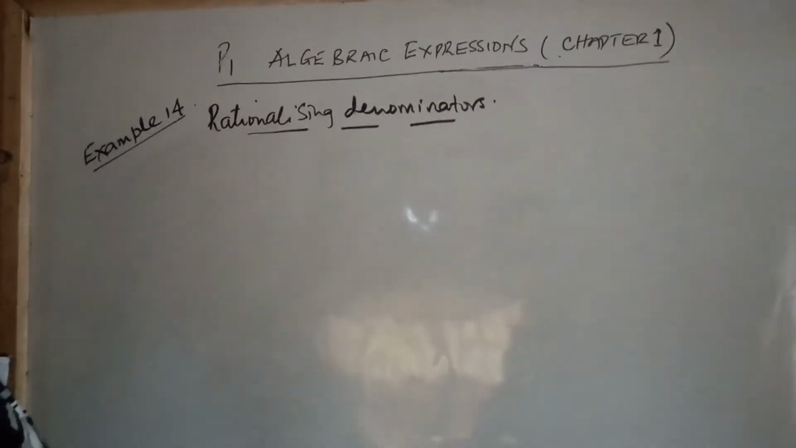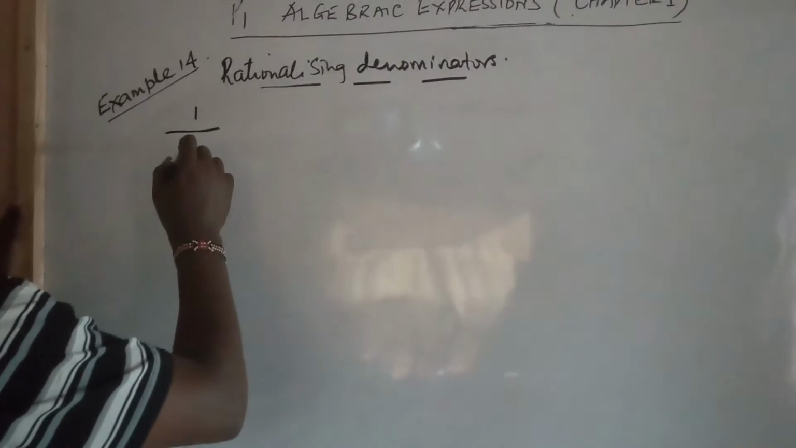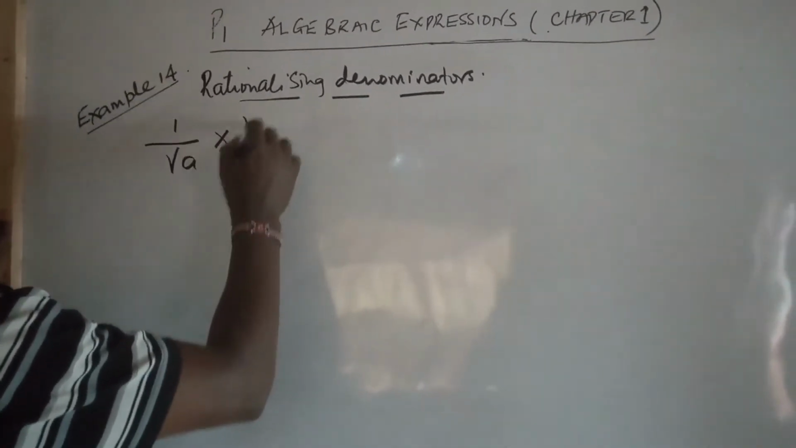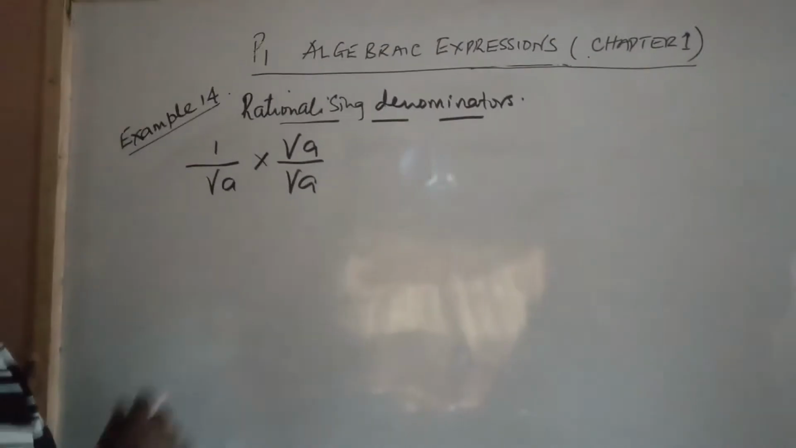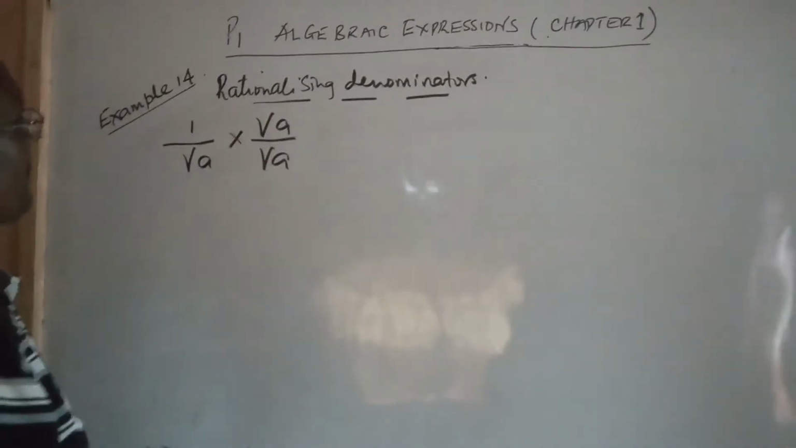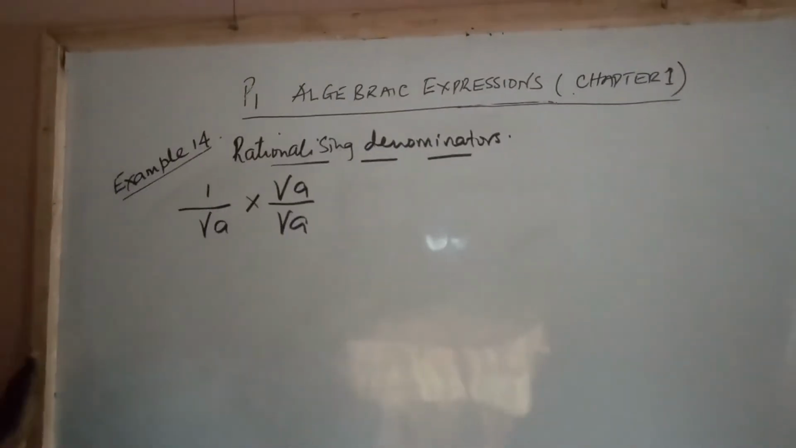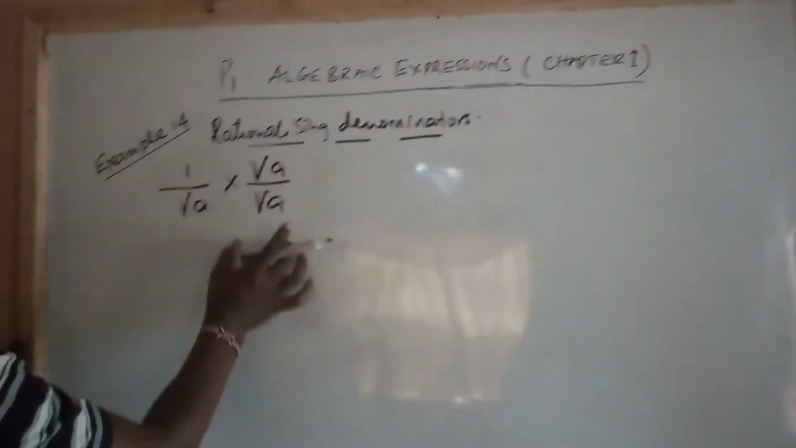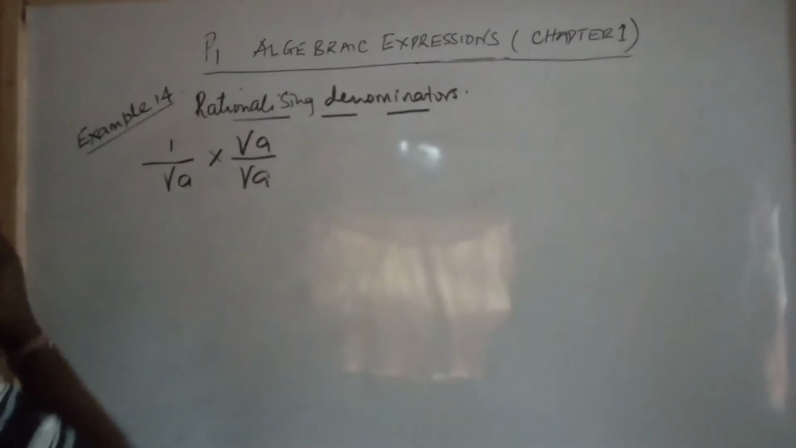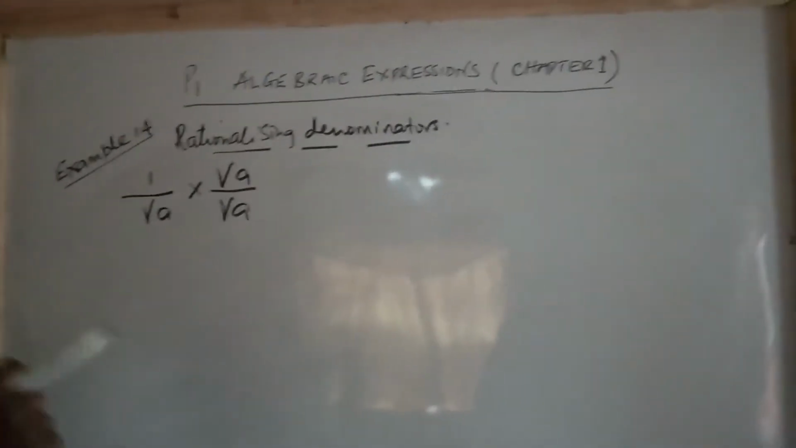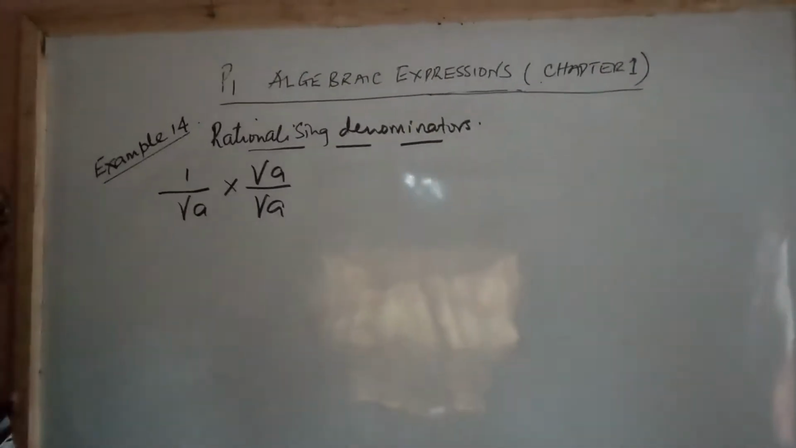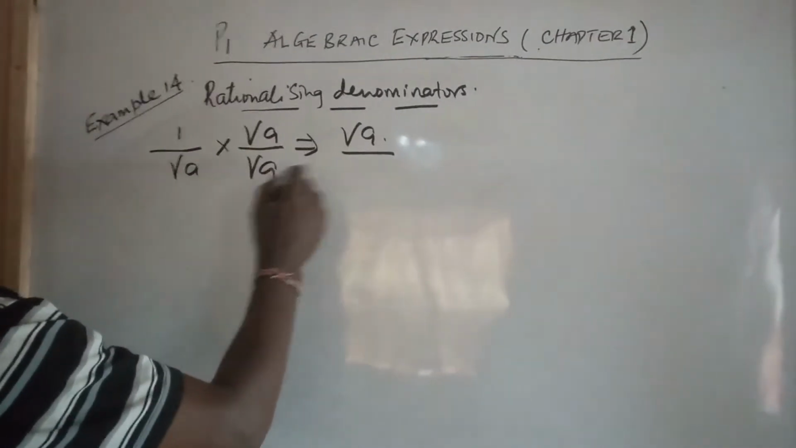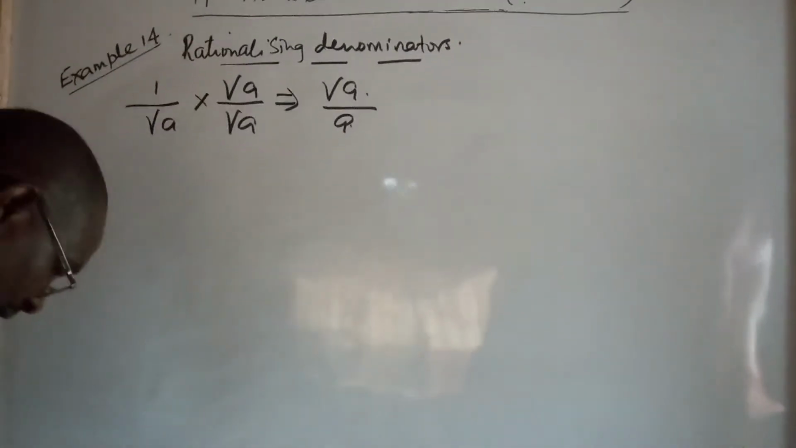How do we go about rationalizing the denominator? If we have an expression that is 1 over root a, to rationalize the denominator, we need to multiply by root a on both the numerator and the denominator. And it must be understood, when we multiply by root a over root a, this is simply like multiplying by 1, because root a over root a is 1. That means we will not change the value of the original expression. But look what we get from here. 1 times root a is root a, and root a times root a is a, and that is rationalized.